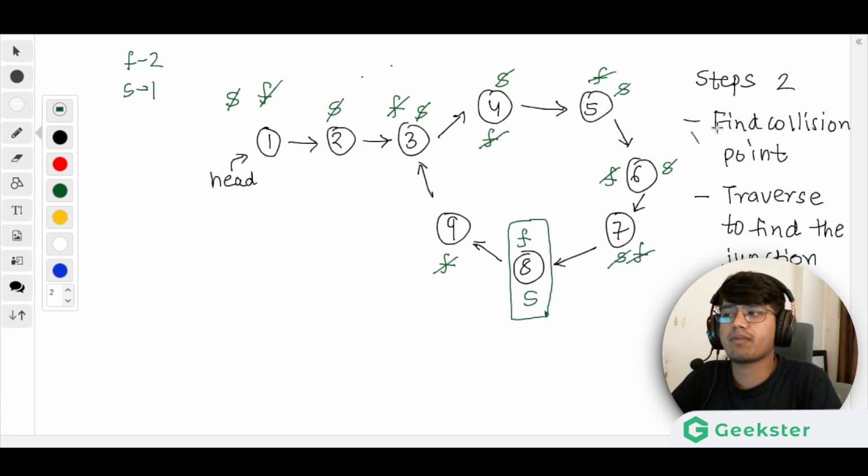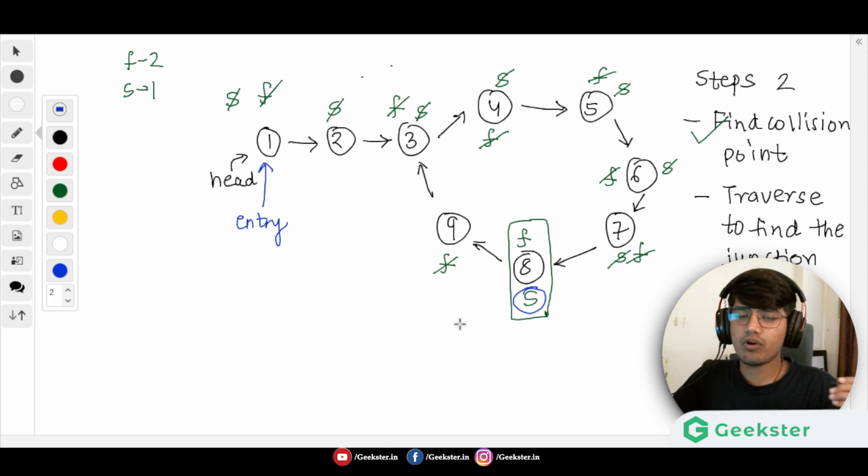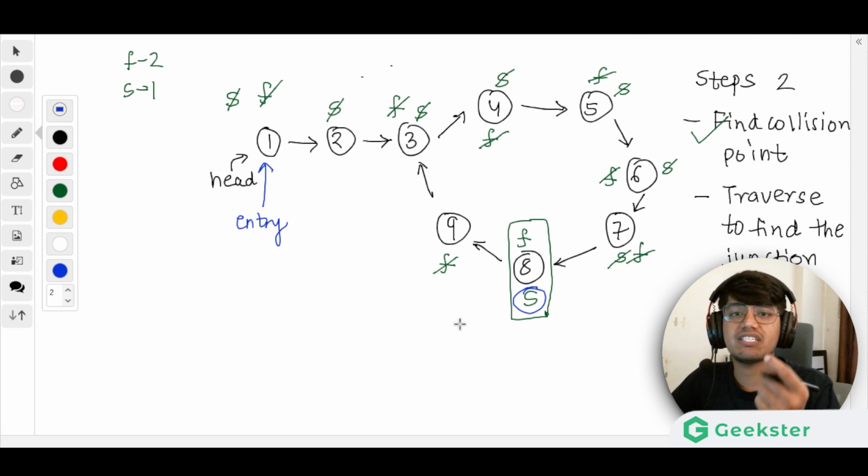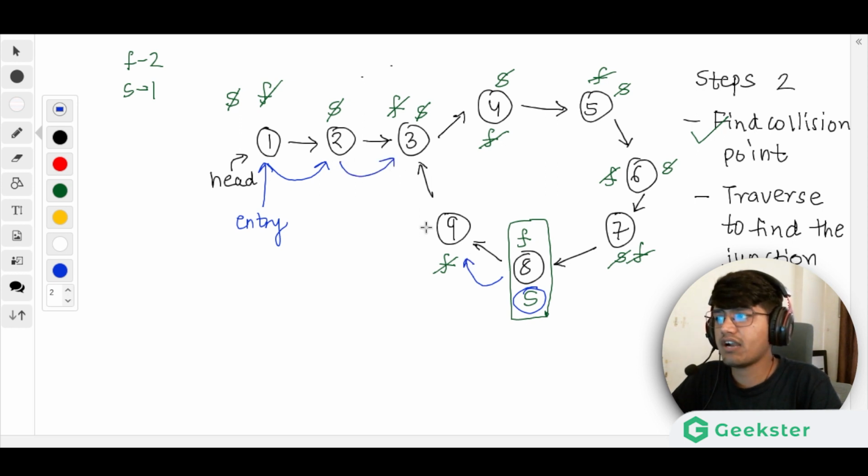Now the first step has been completed. What is the second step? The second step is to start from the head again with another pointer. We can call it the entry pointer or any other name. So this entry pointer is here, and the slow pointer is here. Now we traverse both of them and see where they meet. We move the entry pointer 1 position and the slow pointer 1 position, then again 1 position each.